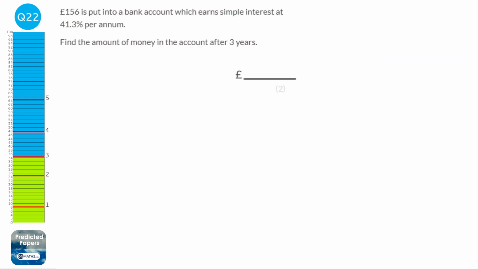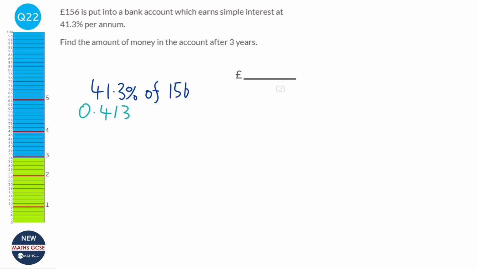So we first of all need to understand how much interest there was in the first year. So we're looking at what 41.3% of 156 is. And to do that, we convert the percentage into a decimal by dividing by 100. So that would be 0.413 times 156, because of means times in maths. And so when we do that, we get 64.428.